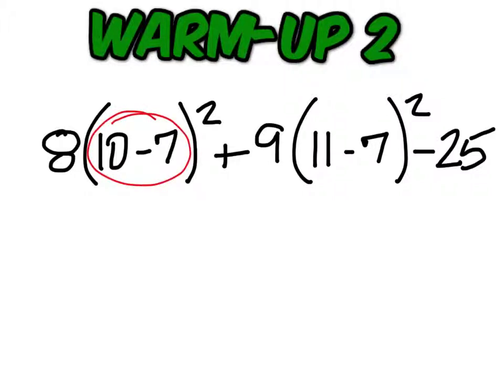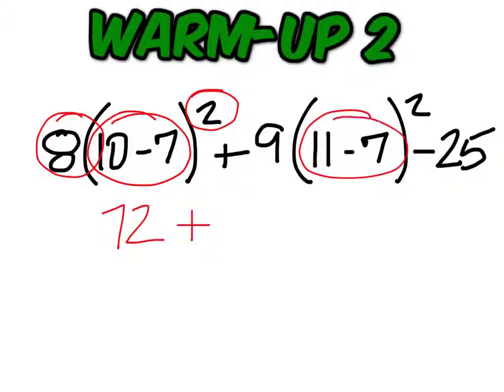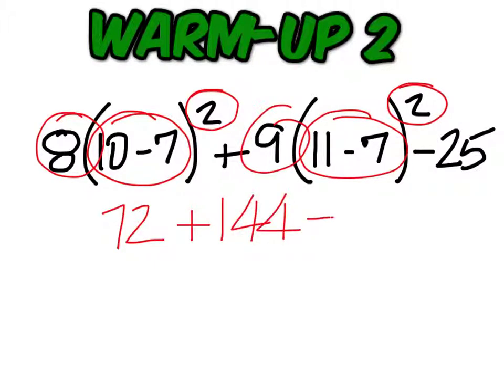In the parentheses first, in the first one, 10 minus 7 is 3. 3 squared is 9. 9 times 8 is 72. 11 minus 7 is 4. Squared is 16. Times 9 is 144. If you go left to right with these numbers, you will get 191.